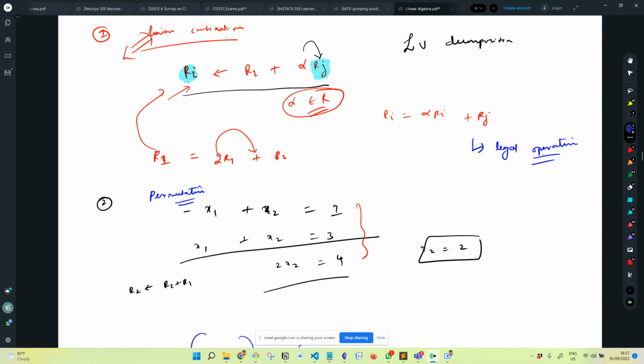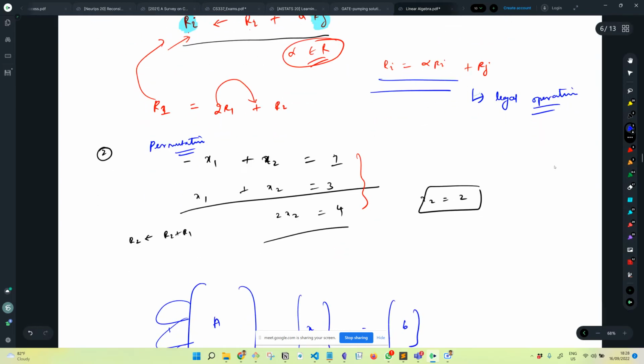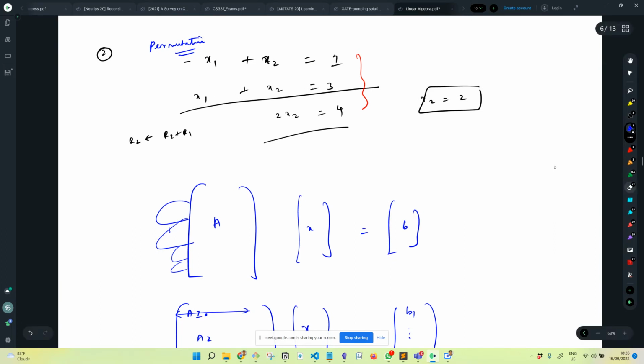Okay, but I request you not to do this. Why? Because in future we will see something called LU decomposition, and if you restrict yourself to equations of this format, Ri plus alpha times Rj, it turns out that obtaining the solution to LU decomposition is simpler. In view of the future class, I only consider operations of the type Ri equals Ri plus alpha times Rj. Now the second operation we are seeing is permutation.